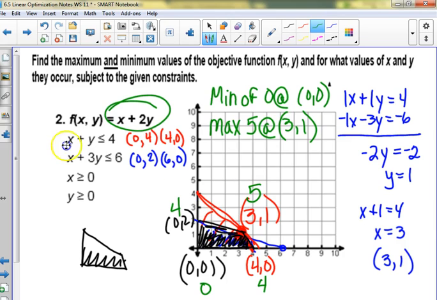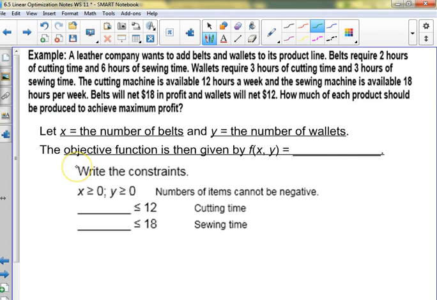We good? Okay, now let's play around with another application. A leather company wants to add belts and wallets to its production line. Belts require 2 hours of cutting time and 6 hours of sewing time. Wallets require 3 hours of cutting time and 3 hours of sewing time. The cutting machine is available 12 hours a week and the sewing machine is available 18 hours a week. Belts will net $18 in profit and wallets will net $12 in profit. How many of each product should be produced to achieve maximum profit?